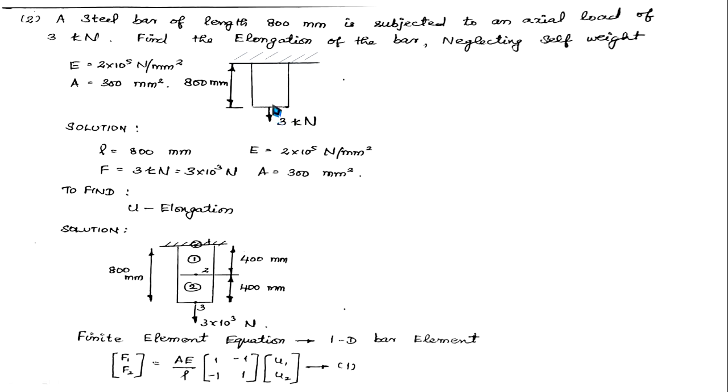So you already know what a bar is. A bar is an element which resists only an axial load. So this is your axis. This element is obviously resisting an axial load, hence it is a bar. Hope you are clear with the question.